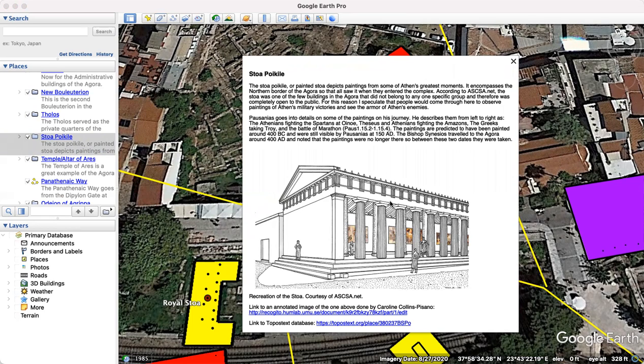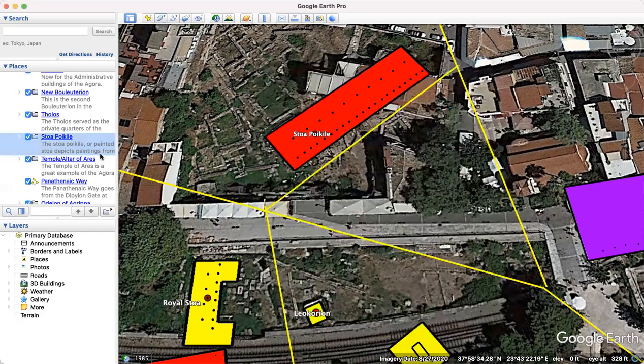So going from left to right, it is the Athenians fighting the Spartans at Oenoe, Theseus and the Athenians fighting the Amazons, the Greeks taking Troy, and the Battle of Marathon. However, a Roman bishop traveled to Athens around 400 AD, and they were no longer there. So at some point between 150 AD and 400 AD, these paintings disappeared or were most likely taken by someone.